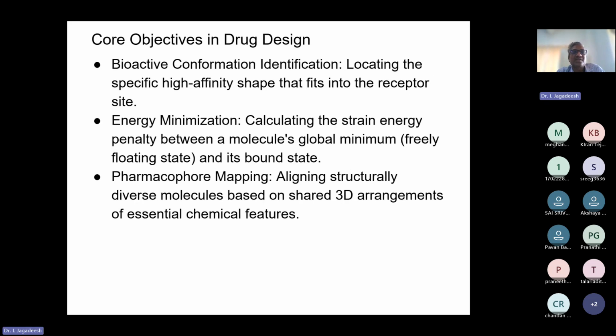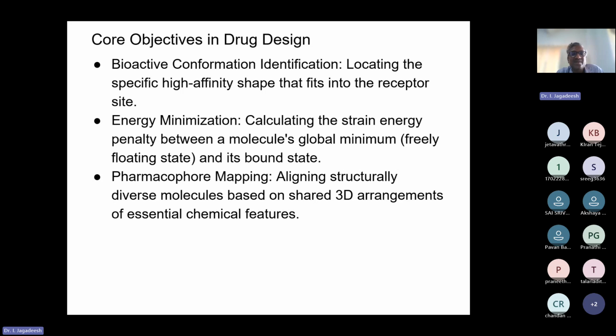The core objectives of this particular conformational analysis in drug design, and what you are going to get with this session as the lesson objective, is bioactive conformation identification. You can do it by locating the specific affinity shape that fits into the receptor site. How to do it? That one we can see.